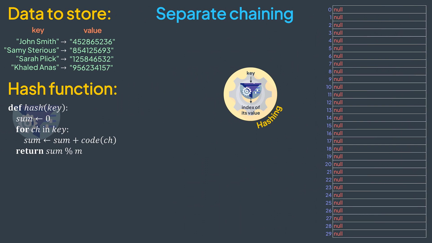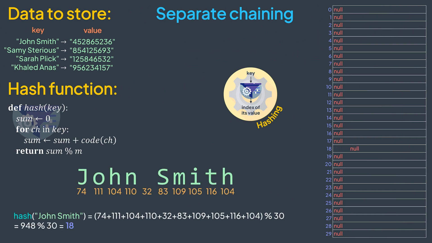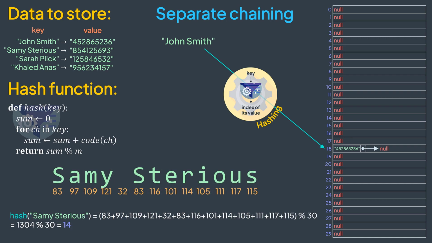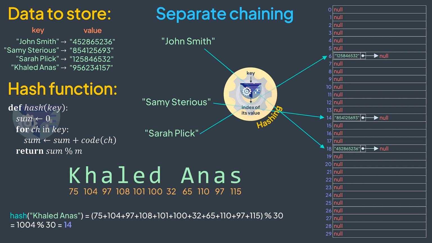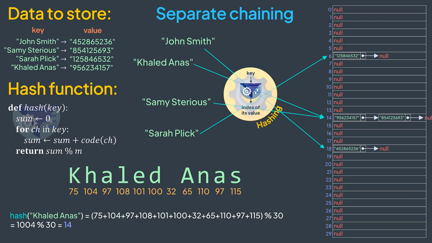Back to our example, this time in our spots we'll have a linked list. At the beginning, all linked lists are empty because we didn't insert yet. Now insert the same pairs. John Smith, hash is 18, we add a node to the linked list at index 18 where we put his number. Next pair, Sam Mysterious, whose hash is 14, we add a node. Next pair, Sarah Plick, whose hash is 6, we add a node there. Then Khaled Anas, by hashing we get 14, the same as Sam Mysterious, so we have a collision. But with separate chaining, no problem, we just add a node to the linked list of the index 14. We handle the collision.